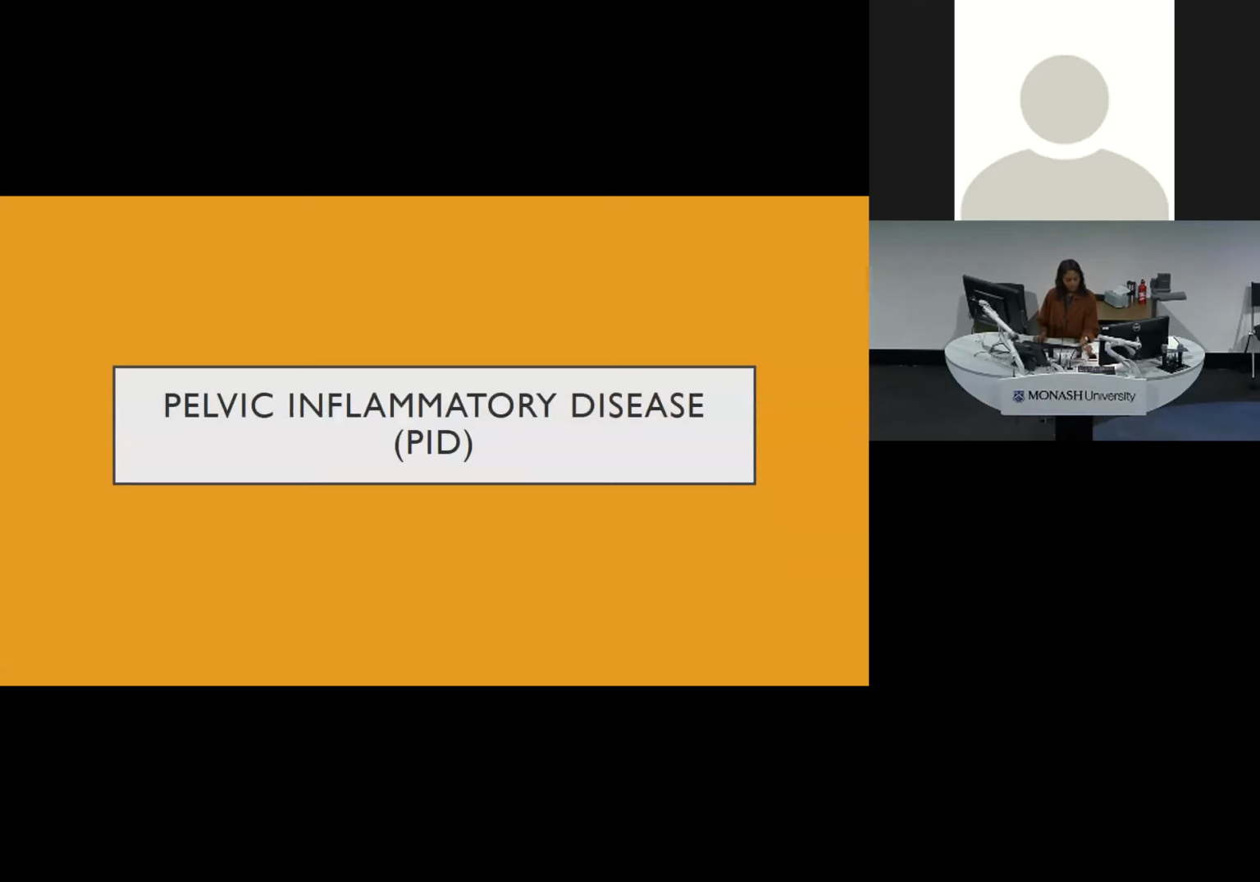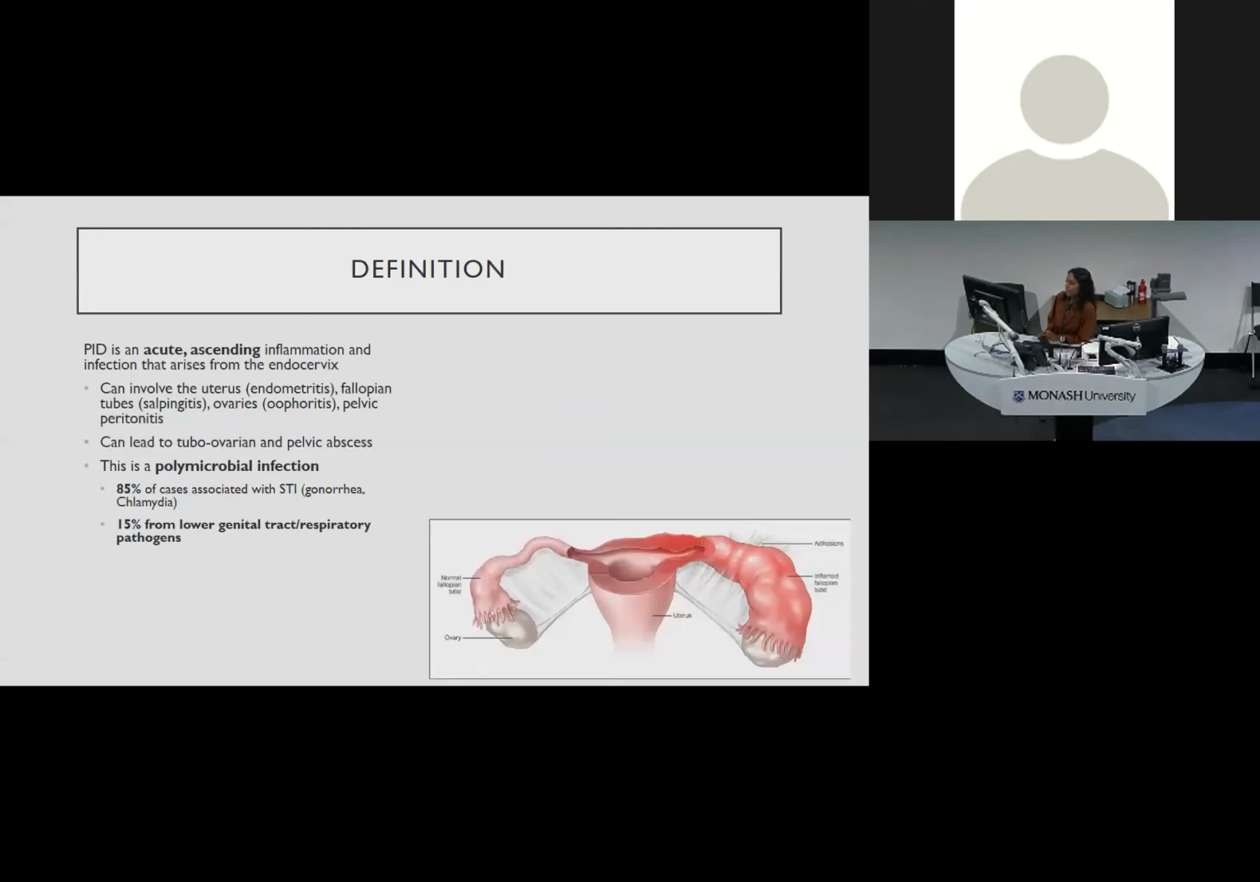Okay, pelvic inflammatory disease. So pelvic inflammatory disease is an acute ascending inflammation and infection of your upper female reproductive tract. So it can involve any of the organs. That could be your uterus, your fallopian tubes, the ovaries.